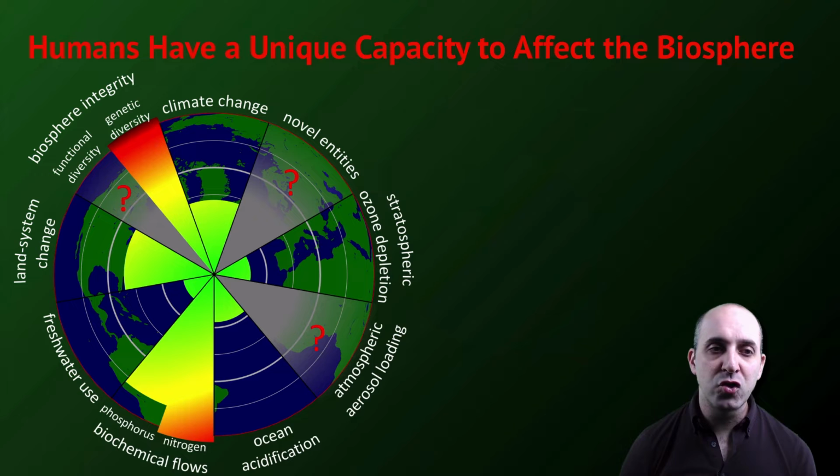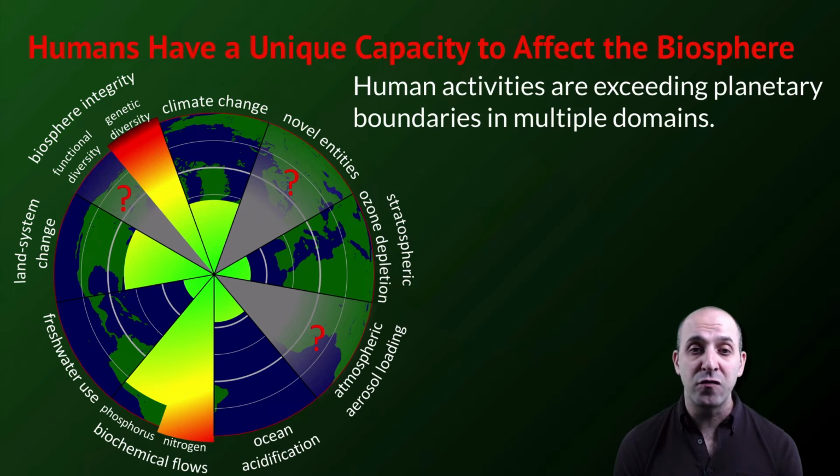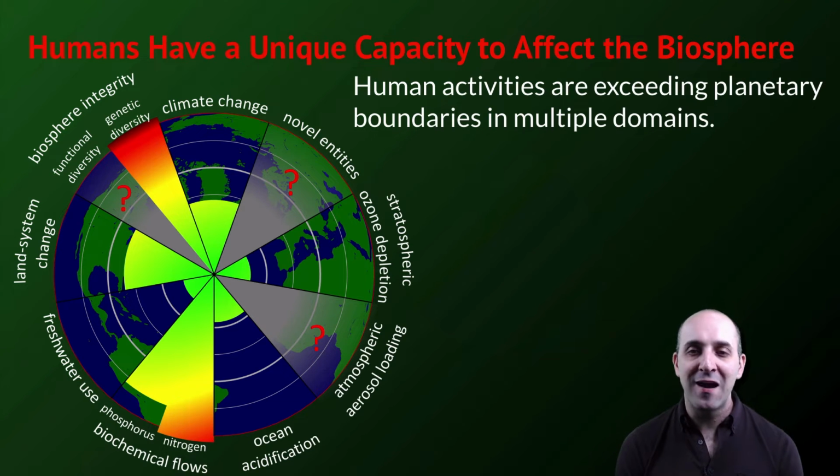Since the Industrial Revolution, the human population has developed a unique capacity to affect the biosphere to the point that our activities on the planet are exceeding planetary boundaries in multiple domains. This graph shows you the major areas in which human activities can affect the biosphere, and you can see the different extents of those activities. In some, like freshwater use or ozone depletion or even climate change, our effect has not exceeded the planetary boundary by which those systems could recover if we stopped having the negative effects that we're currently having.